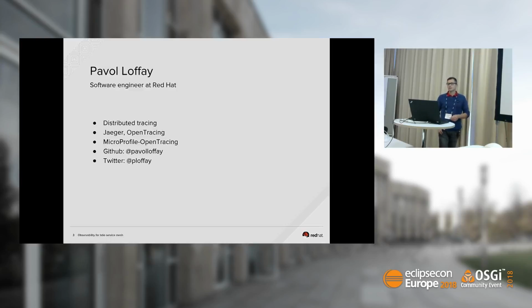So before we start, I would like to introduce myself. I'm a software engineer at Red Hat. I've been working on distributed tracing and observability for the last 3 years. At the moment, I'm a committer and maintainer on Jaeger and OpenTracing projects, and I'm also working on MicroProfile-OpenTracing. On the slides, there is my GitHub and Twitter handle in case you want to follow me.